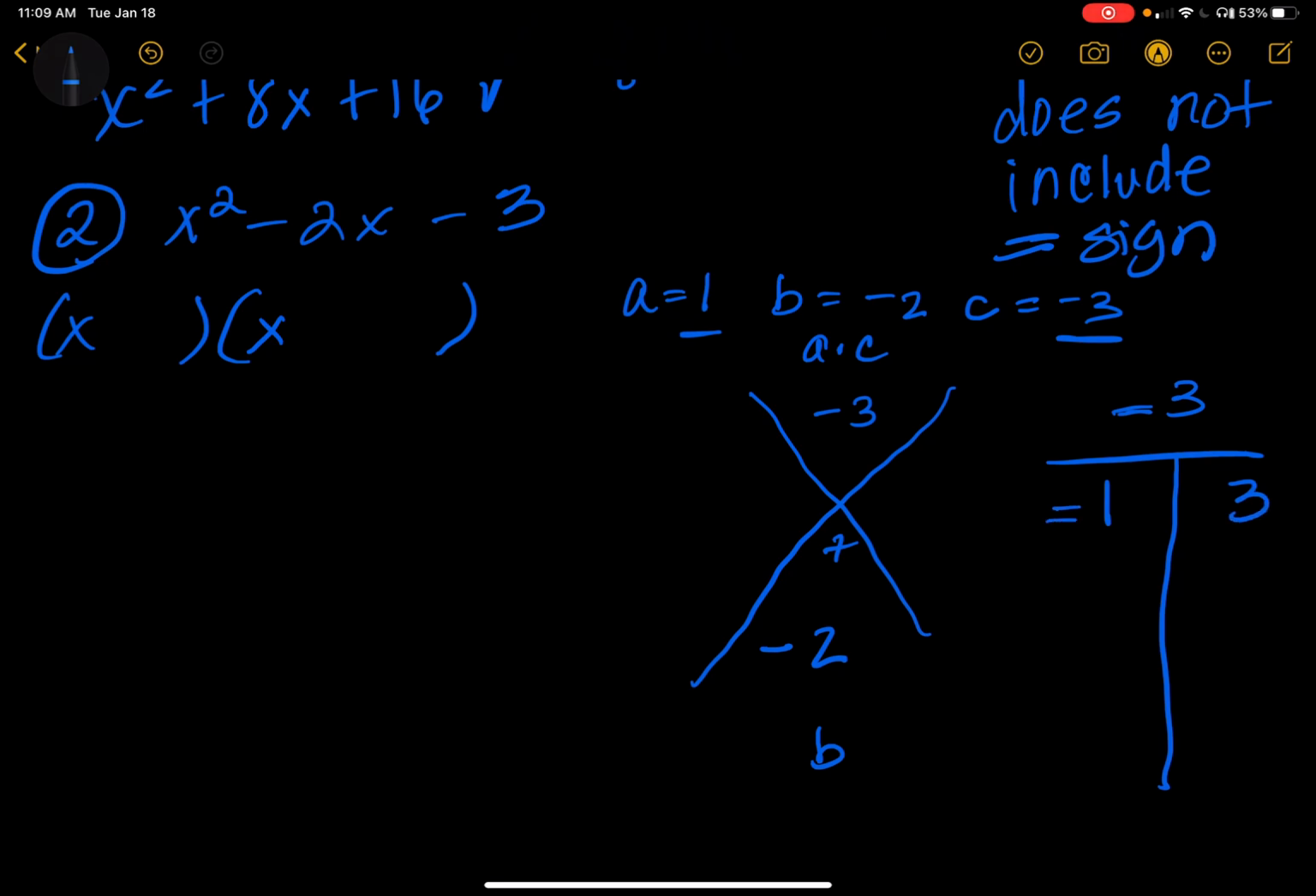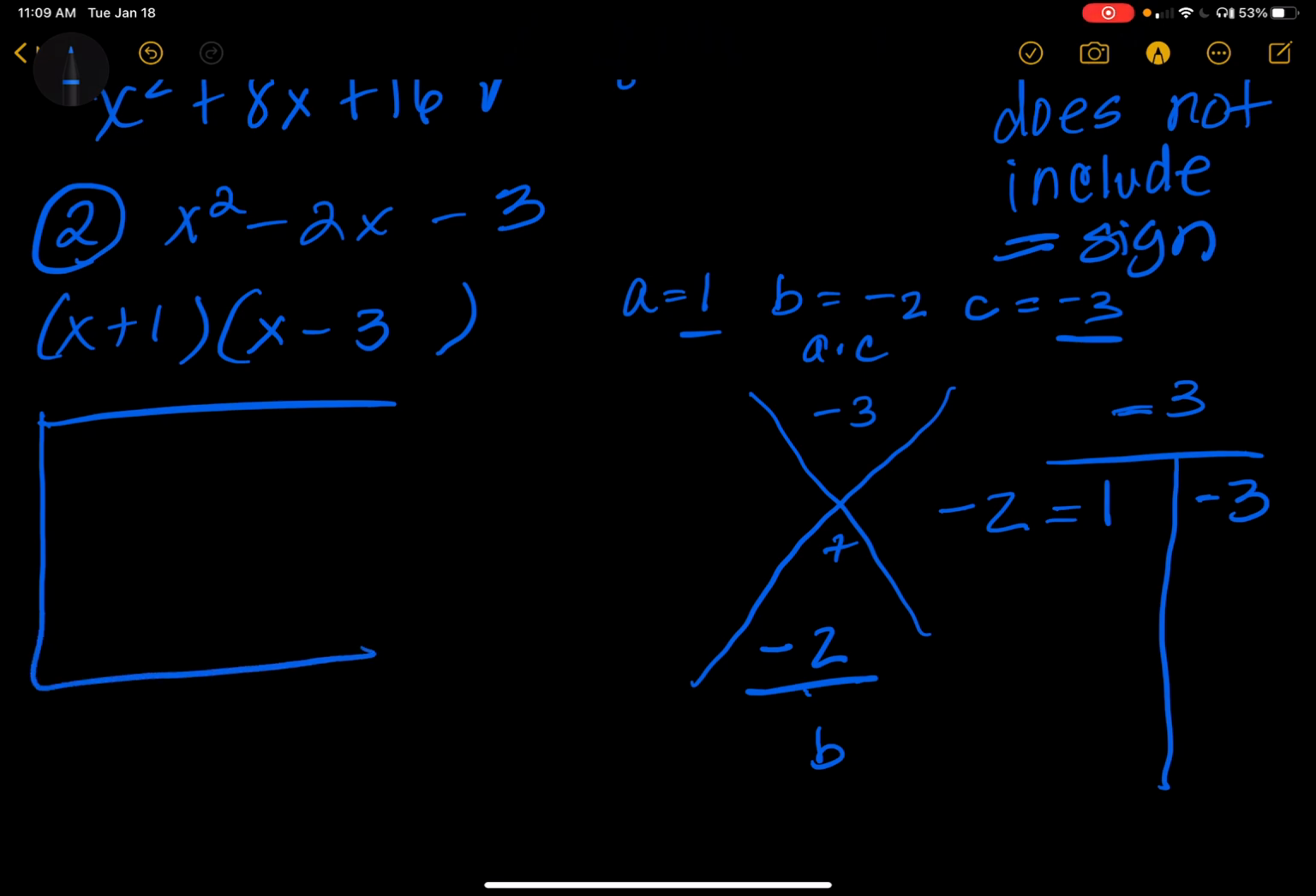But when we sum them up, we want them to equal negative 2. So since the sum of the two factors is a negative, the larger of the two factors has to be a negative. So negative 3 plus 1 equals a negative 2. So those are our factors. Now we're going to check. We have x plus 1, x minus 3. And it doesn't matter which way that you place them.